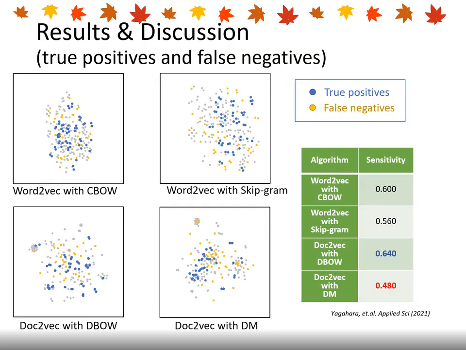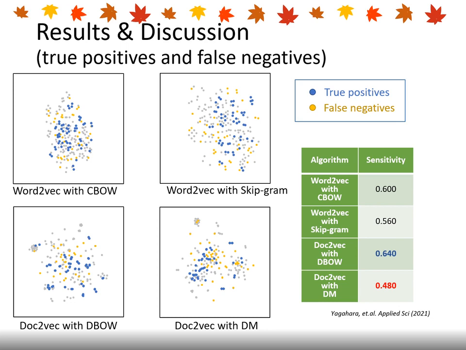For true positives, the vectors of the sentences tend to be closer to each other in all models. However, vectors in Word2Vec with skipgram were farther apart than in the other models. For false negatives, sentence vectors are most closely clustered in Word2Vec with CBOW and Doc2Vec with DM.